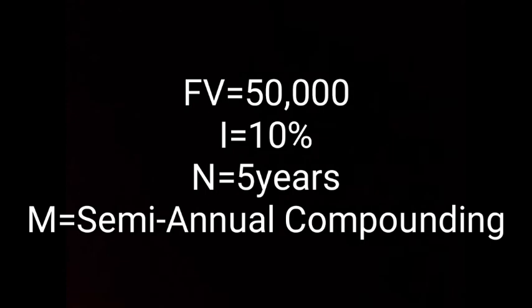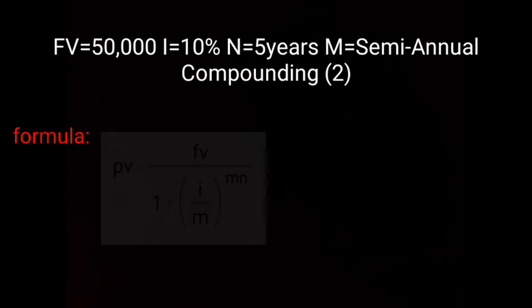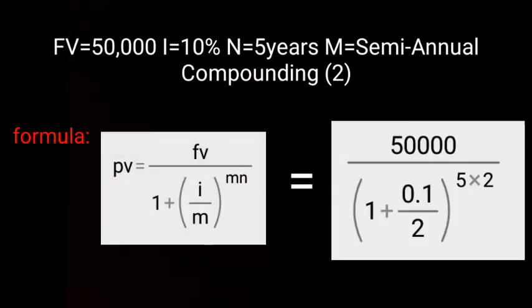Given the example of FV equals 50,000, I equals 10%, N equals 5 years, and M equals semi-annual compounding. So now, let's proceed to solving the problem. Substitute the given values into the formula.